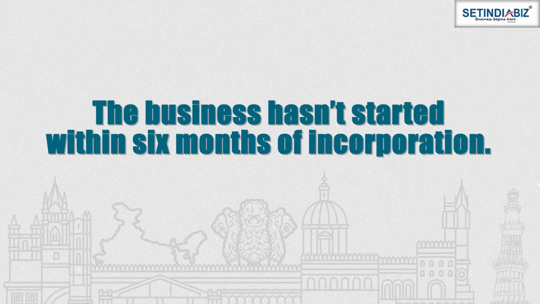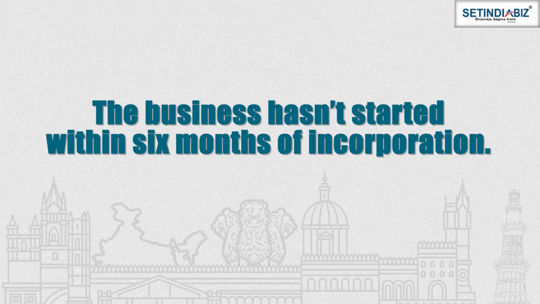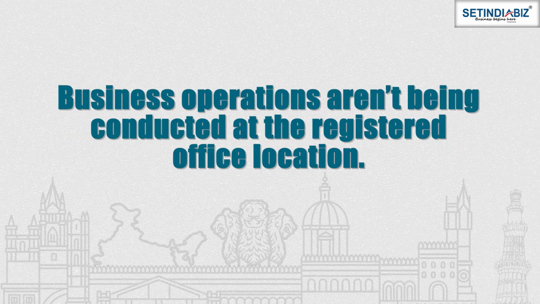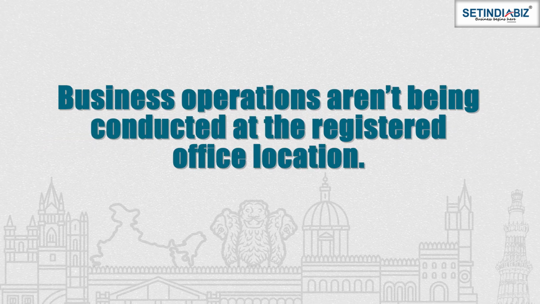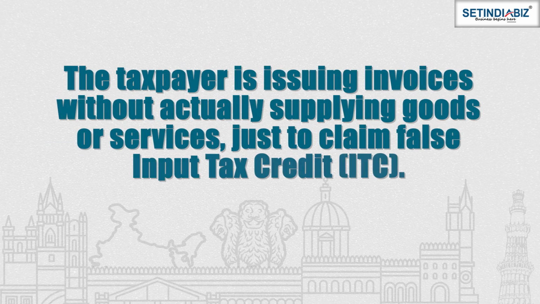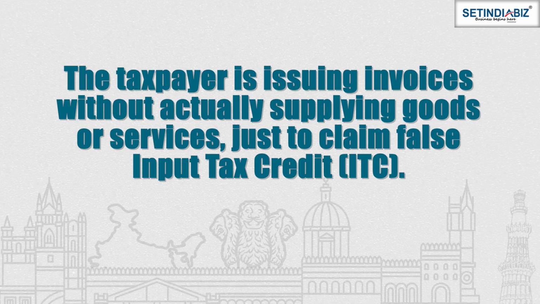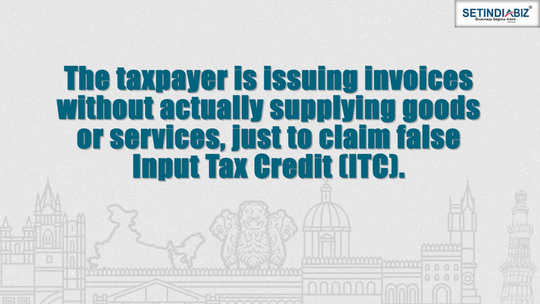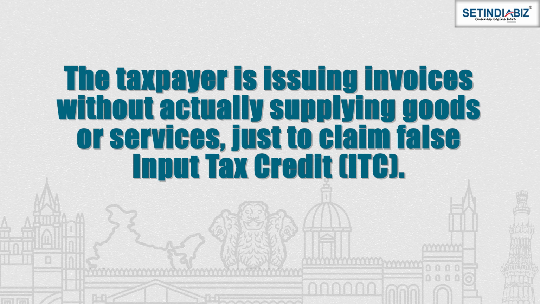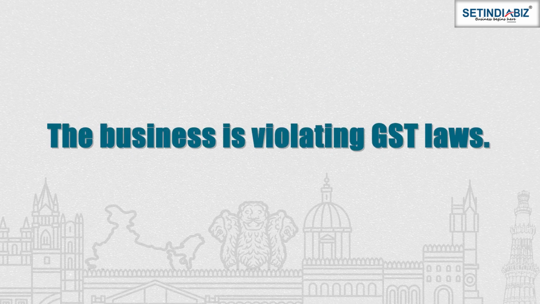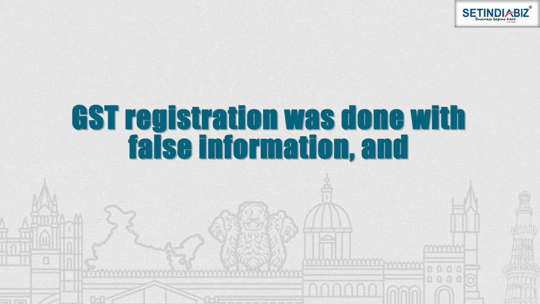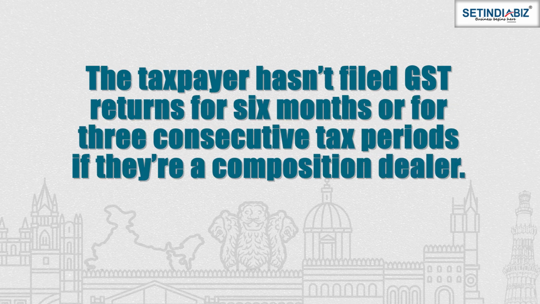The business hasn't started within 6 months of the incorporation. Business operations aren't being conducted at the registered office location. The taxpayer is issuing invoices without actually supplying goods or services just to claim false input tax credit. The business is violating GST laws. GST registration was done with false information, and the taxpayer hasn't filed GST returns for 6 months or for 3 consecutive tax periods if they are a composition dealer.